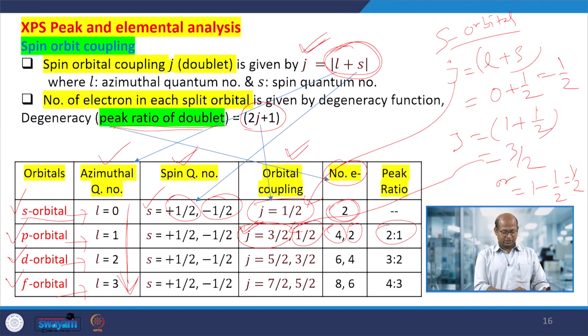Similarly for d orbitals, we get 5 by 2 and 3 by 2 for the j coupling, and the electrons are distributed like this, and the ratio would be 6 by 4, that is 3 by 2, or 3:2.